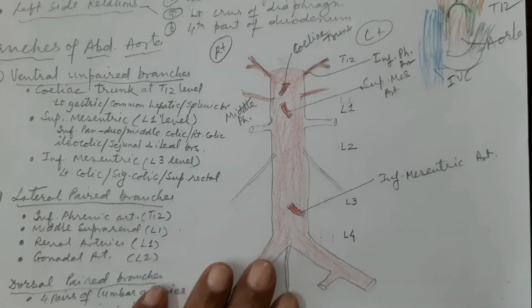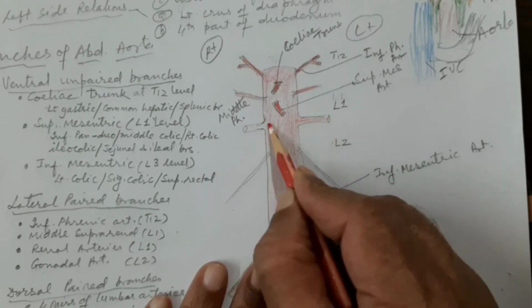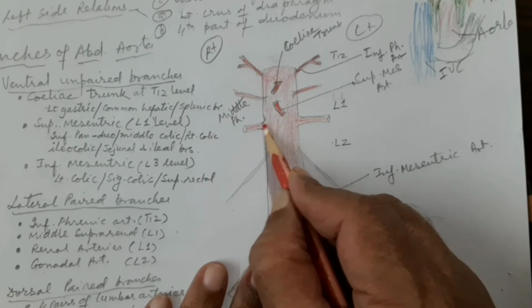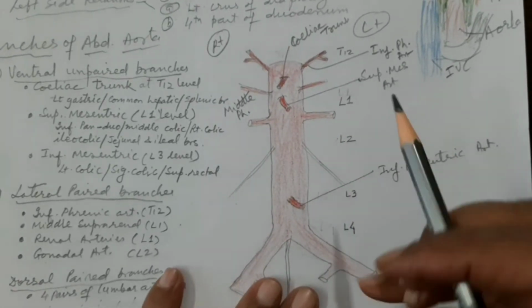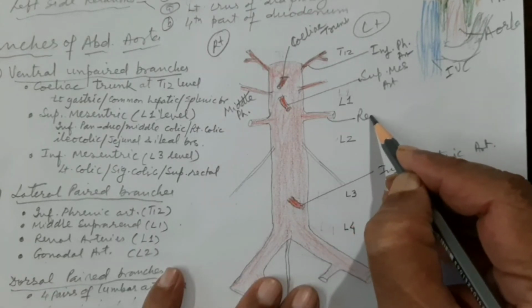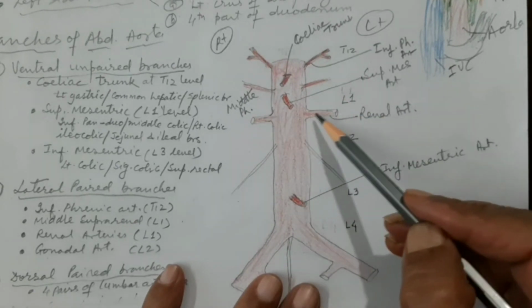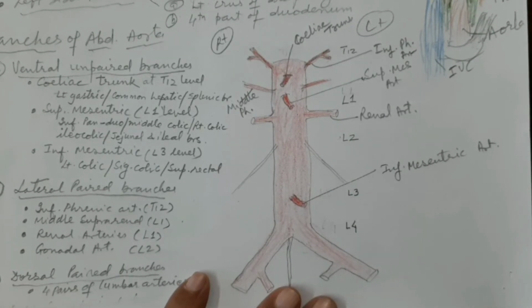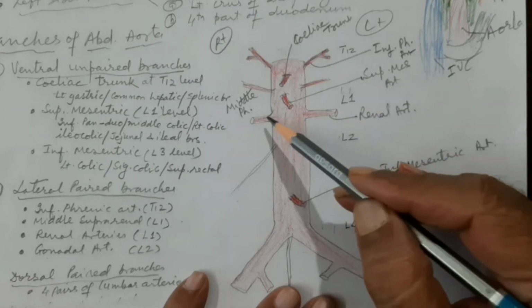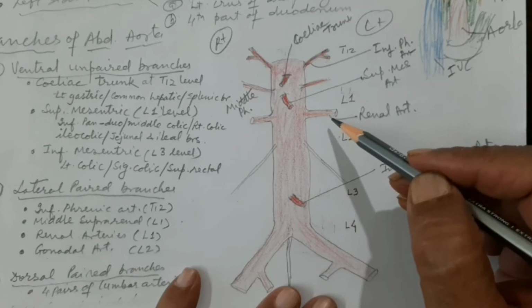Then comes the third pair, and the third pair is a bigger pair, thick, of quite large caliber, going to supply a lot of blood to the right and left kidney. So this is called the renal arteries, right and left, and they will supply the kidney. They may give a branch which is the inferior suprarenal. The level of origin of the right and left renal arteries is L1.